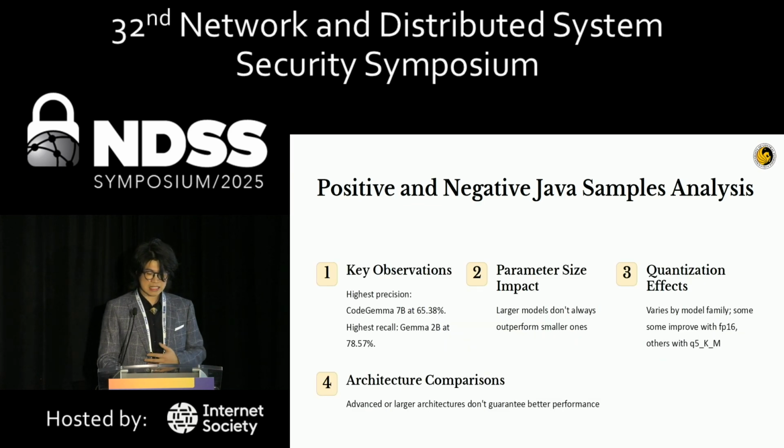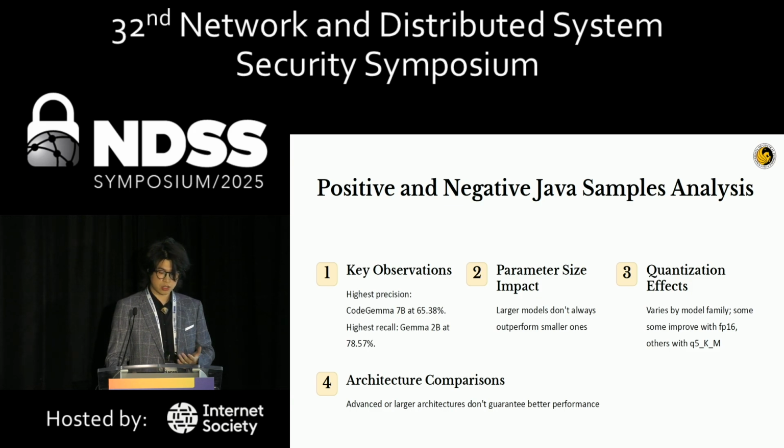So from this result, several patterns emerged. First, certain models emphasize precision, while others stand out in recall. We also see that bigger parameter counts don't consistently yield better performance. And quantization preference differs by family. Finally, advanced or domain-focused variants don't automatically surpass earlier generations.